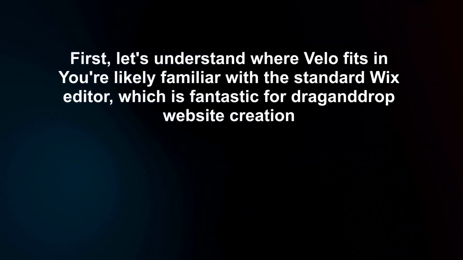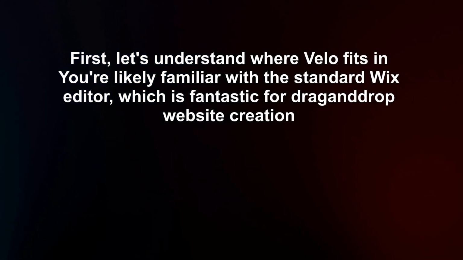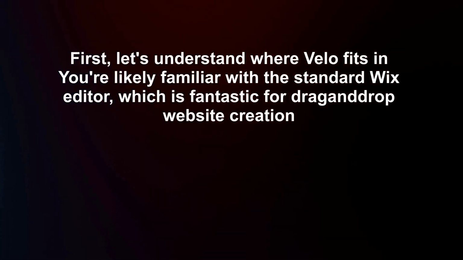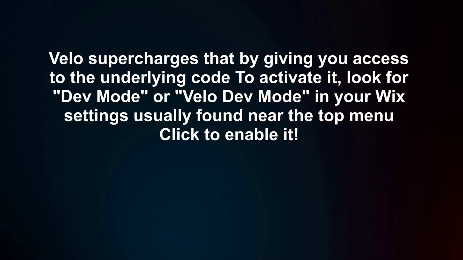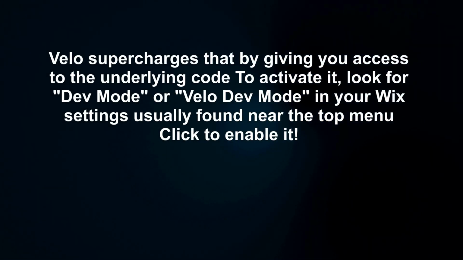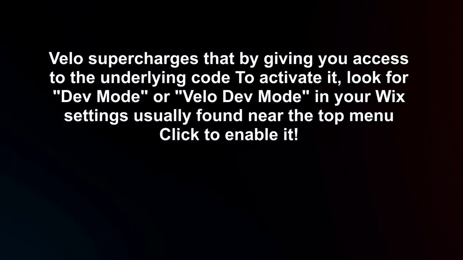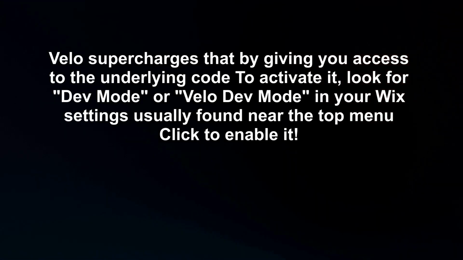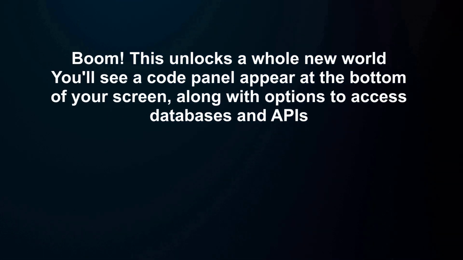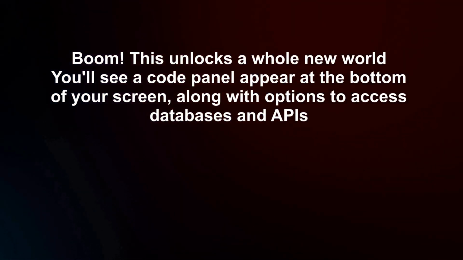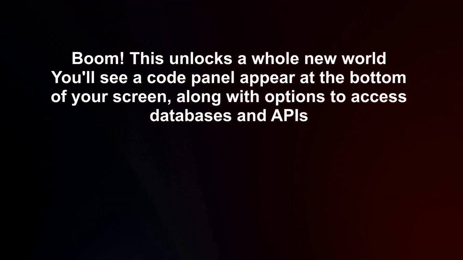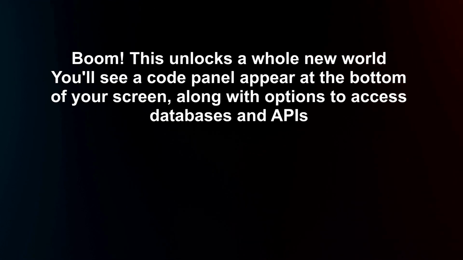You're likely familiar with the standard Wix editor, which is fantastic for drag-and-drop website creation. Velo supercharges that by giving you access to the underlying code. To activate it, look for Dev Mode or Velo Dev Mode in your Wix settings, usually found near the top menu. Click to enable it. Boom! This unlocks a whole new world. You'll see a code panel appear at the bottom of your screen, along with options to access databases and APIs.